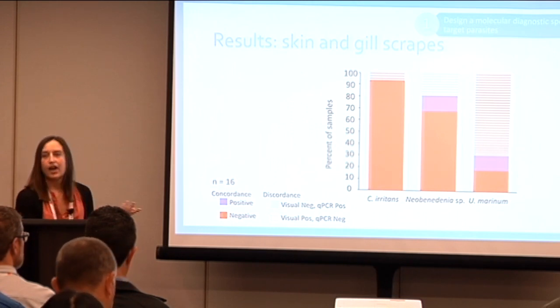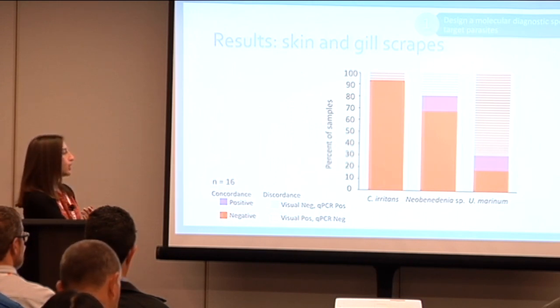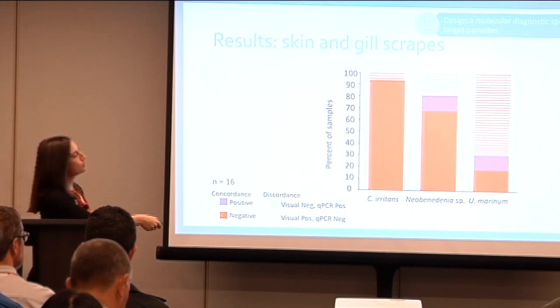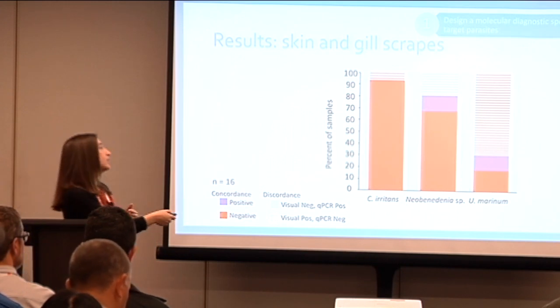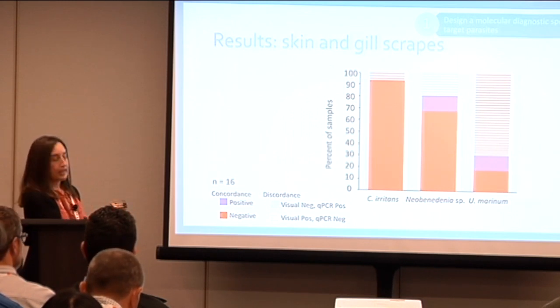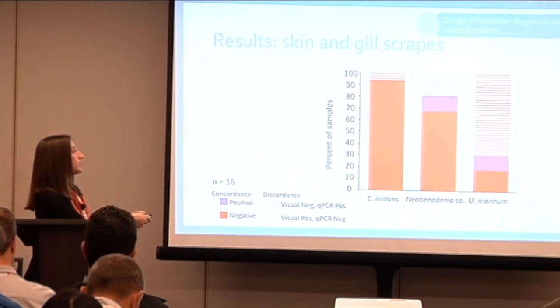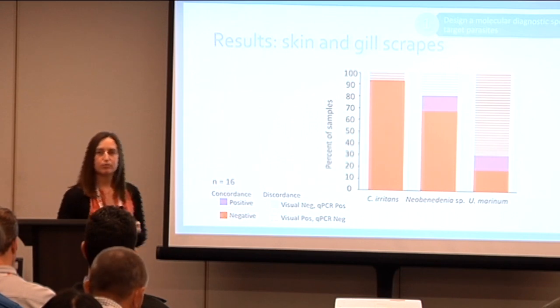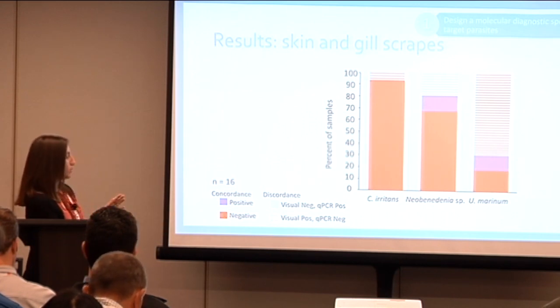So what you see is we have a high concordance for both our targets for Cryptocaryon irritans and those two species of Neobenedenia, right around 80 to 90%. We didn't really have any positive samples for Crypto, which is good. So there's no big issue there.